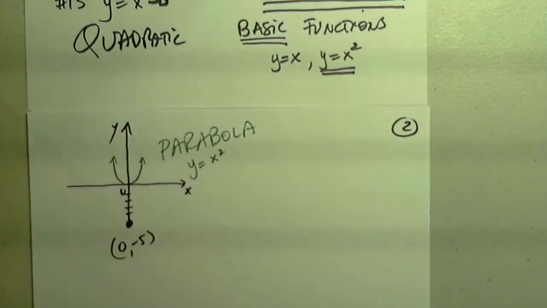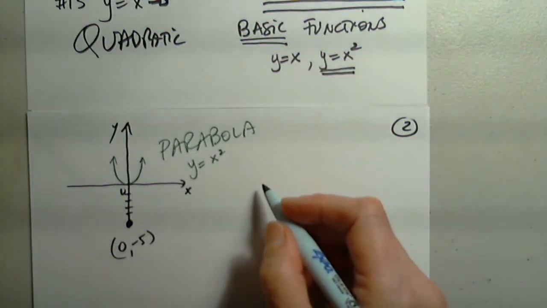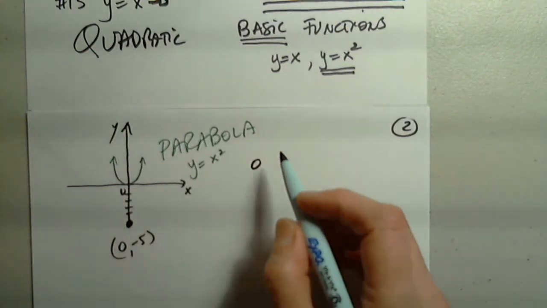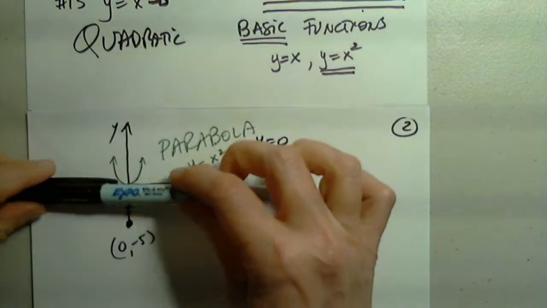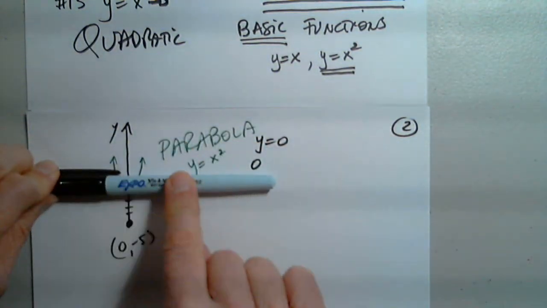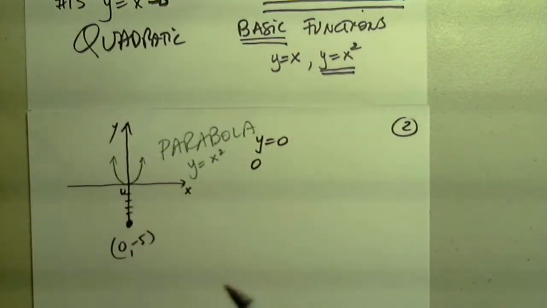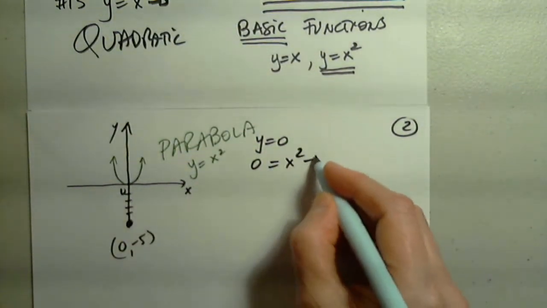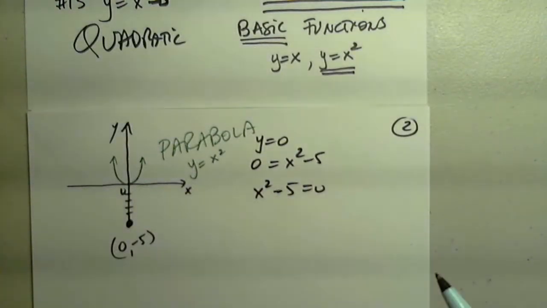Can anyone tell us how to determine the x-intercepts? Yes, you are correct. We put 0 in for y, right? Y equals 0. Remember this is the altitude 0. So I want to determine the points here. So 0 equals x squared minus 5, or x squared minus 5 equals 0. How do I solve this?